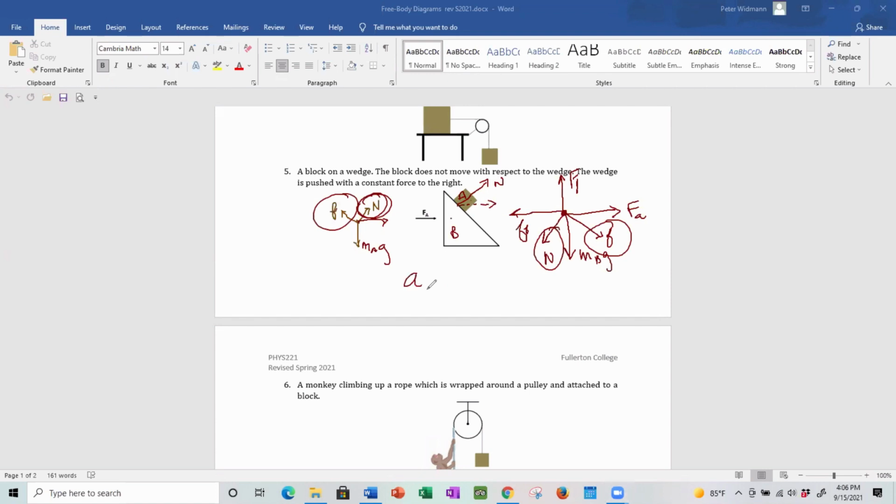The acceleration of A in the vector sense must be equal to the acceleration of B. And neither of them are accelerating in the y direction. So A sub y is equal to 0 for both of them. But the x component of acceleration is the same for both. Okay, that was very good.